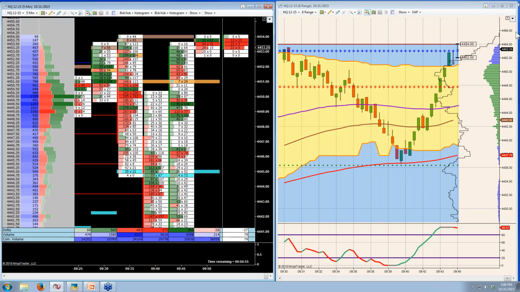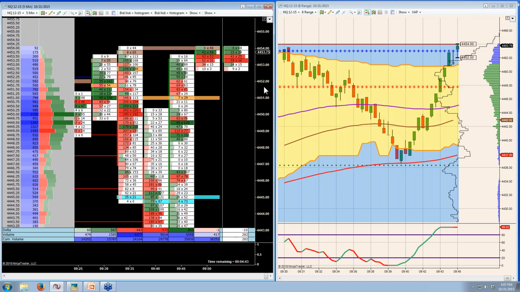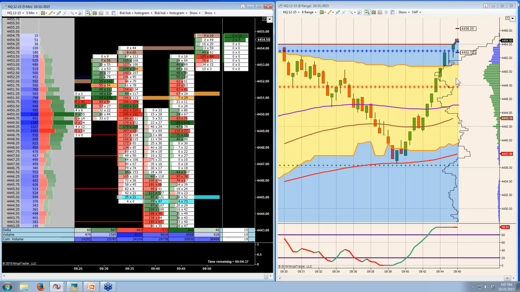So now I'm going to hit play again. All right, so we're at the top of the profile here. Now right here, we don't know, is this going to hold or is this going to break out? We don't know yet. So I'm not jumping in as a buy above here, and I'm not jumping in as a short here. I'll short the top of the profile, but this is what I want to see.